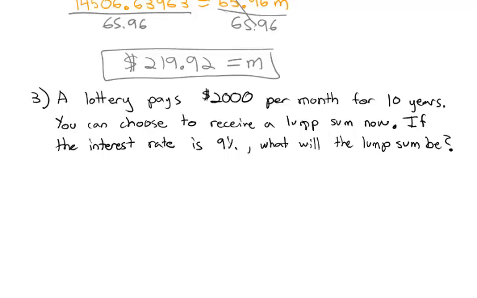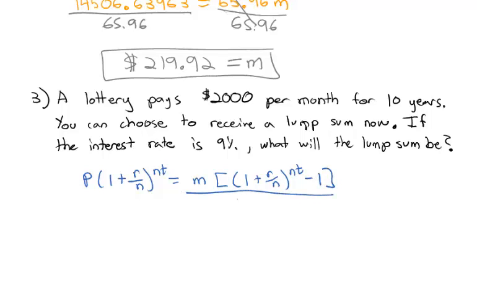We're going to look at this problem in a similar way, and then we'll do a variation of it at the end. We're looking at regular payments per month for 10 years. That regular payment formula is P times (1 plus R over N) to the NT equals the regular payment times ((1 plus R over N) to the NT minus 1) all over the rate divided by N.